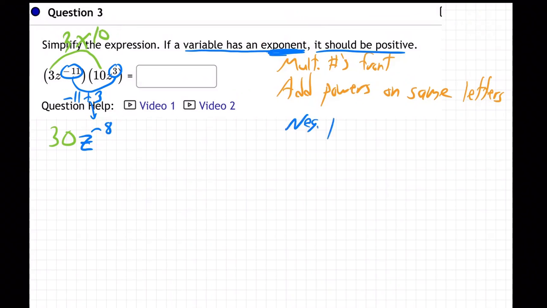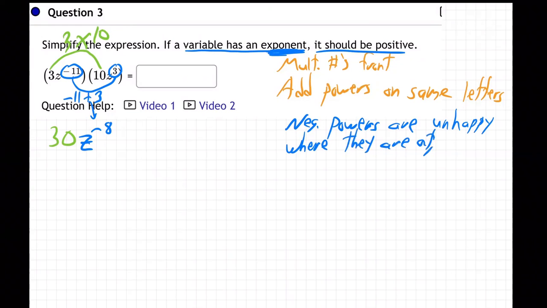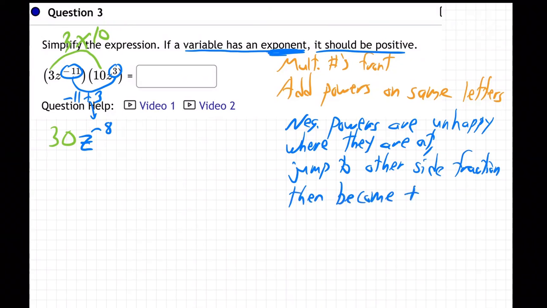Negative powers, they're negative, so they're unhappy. They're unhappy where they're at, like somebody that's unhappy at their job. And then they jump to the other side of the fraction, then become happy. They jump to the new job, then they're happy, then become positive.